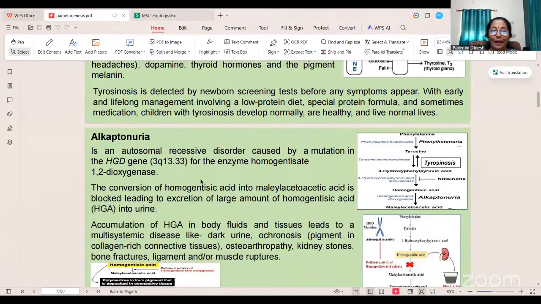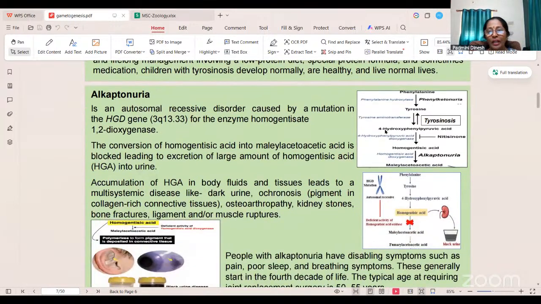The next one is alkaptonuria. Now we have talked about phenylalanine to tyrosine, tyrosine to 4-hydroxyphenylpyruvic acid. 4-hydroxyphenylpyruvic acid is broken down to homogentisic acid. Homogentisic acid has to be broken down to maleylacetoacetic acid with the help of homogentisic acid dioxygenase. Now, if this enzyme is not present, then this leads to alkaptonuria in the body. Now, this is again an autosomal recessive disorder.